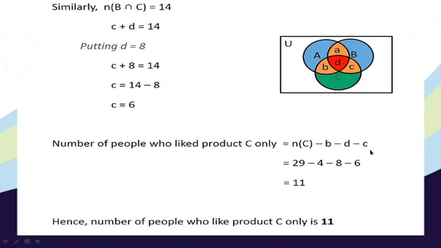Put all the values here. The number of people who liked product C only is equal to n(C), meaning 29 minus b minus d minus c. So it is 11. The number of people who like product C only is 11.